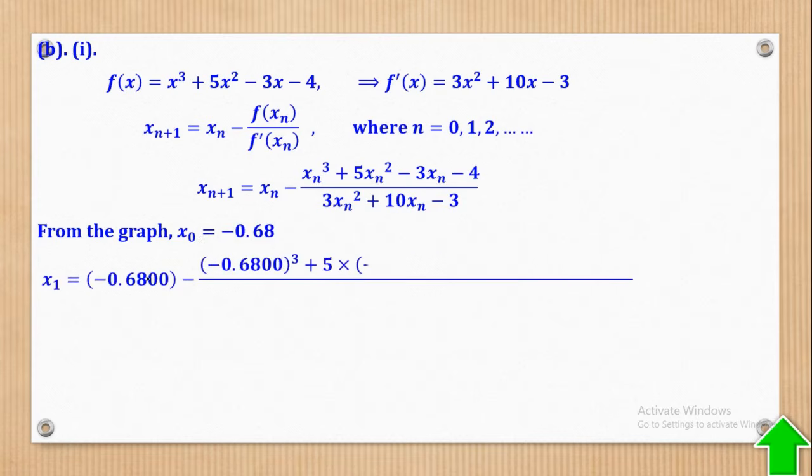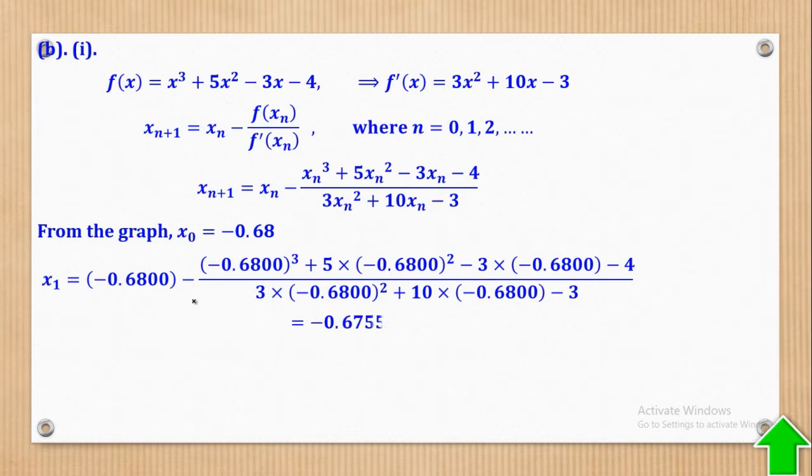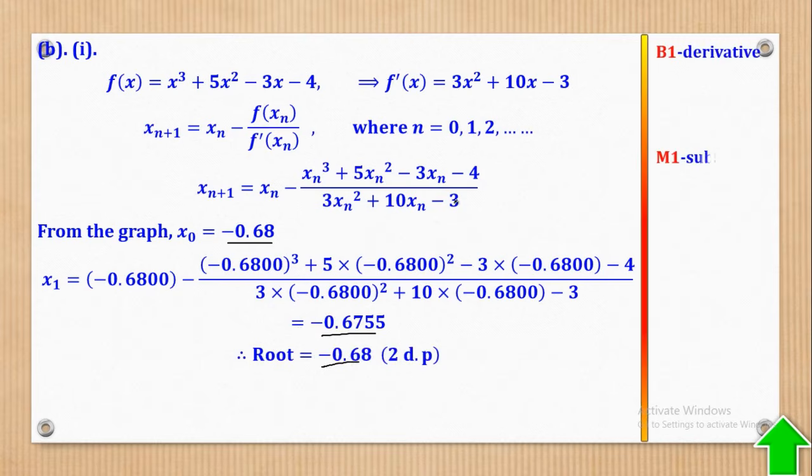Therefore when I substitute, I'll be able to get my value of x1, and x1 will be -0.6755. Now when I compare these two to two decimal places, -0.68 and this one is also -0.68, meaning that you stop there and conclude that the root is -0.68. So basically that's what they wanted. Now let's see how much can be awarded.